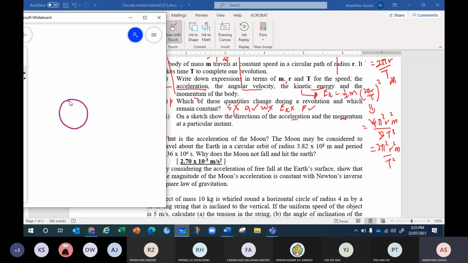So you have the Earth and the Moon. The Moon is rotating around the Earth. Then the Moon is found to be accelerating towards the center of the Earth, centripetal acceleration. Then why does the Moon not fall towards the Earth? Why does it never fall towards the Earth? Who can give the answer for this? Why does the Moon not fall and hit the Earth? Anyone can give a try.